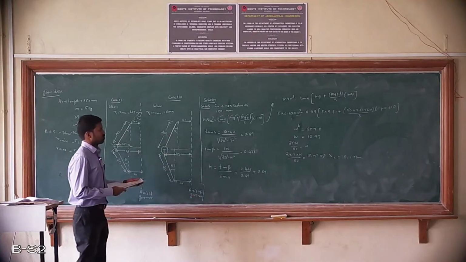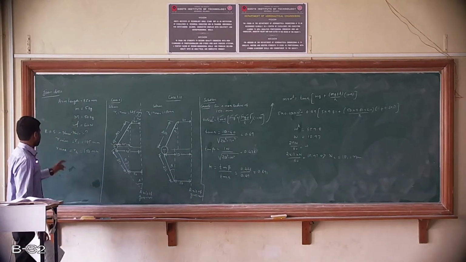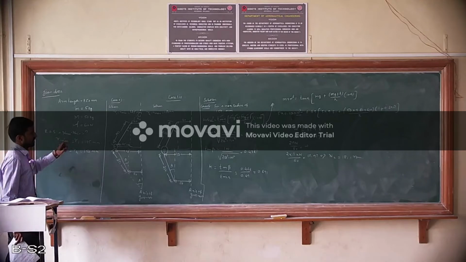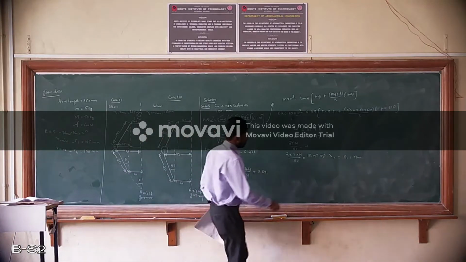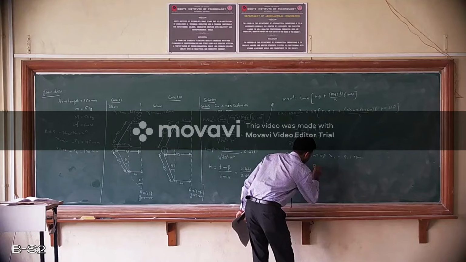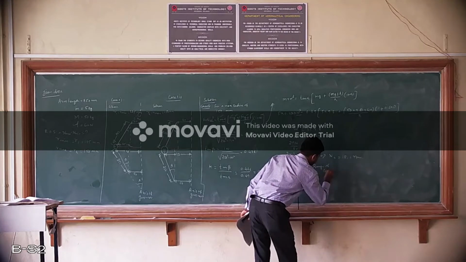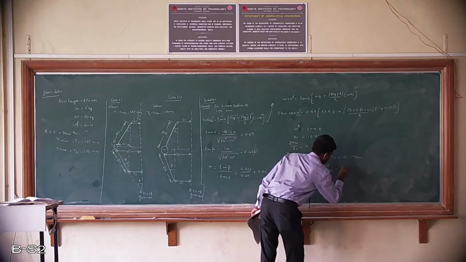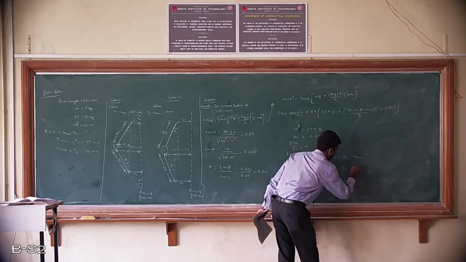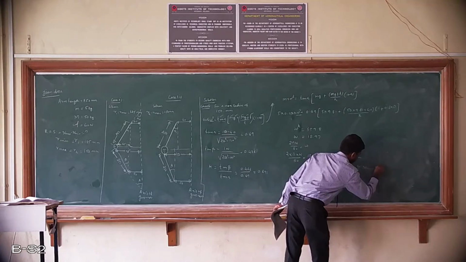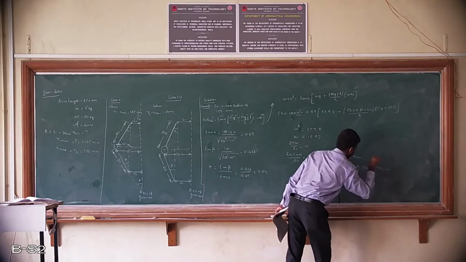Now the problem is not over. The question asked is the range of speed. The range of speed is nothing but n max minus n minimum. So I will calculate the range of speed. The range of speed is nothing but n2 minus n1 or n max minus n min. Both the equations are same only.